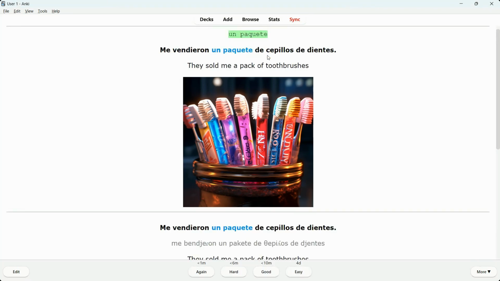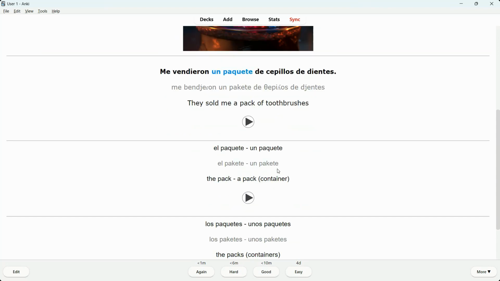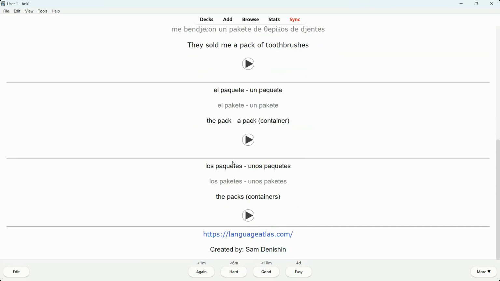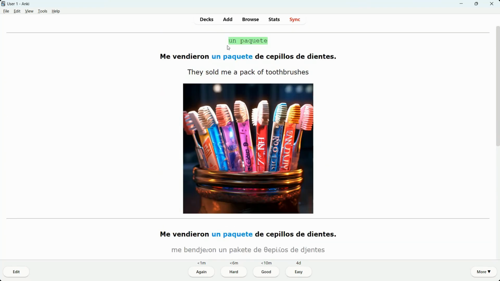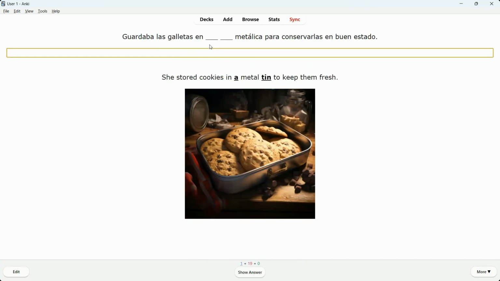Me vendieron un paquete de cepillos de dientes. El paquete, un paquete. Los paquetes, unos paquetes. Great. So as you can tell, if you have a word correct, Anki shows it to you in green because you had it correct. But what if you do not know the correct answer?